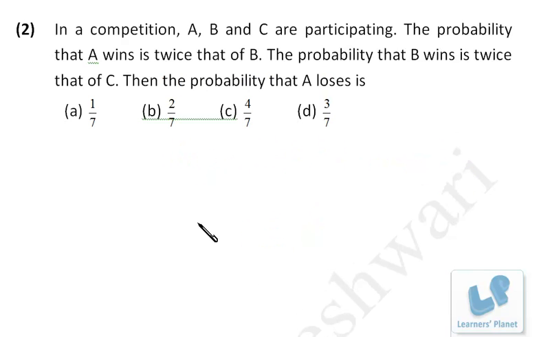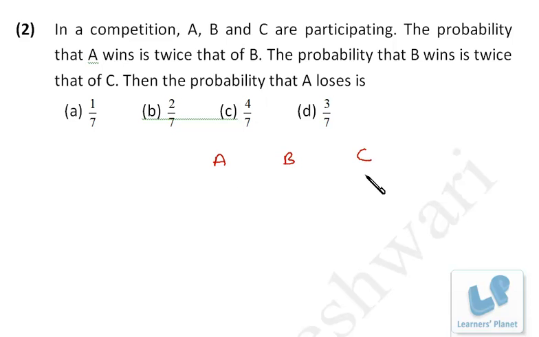Now let's see this question. In a competition, A, B and C are participating. The probability that A wins is twice that of B, and the probability that B wins is twice that of C. Then the probability that A loses is? Now friends, here 3 persons are there, A, B, C, right?